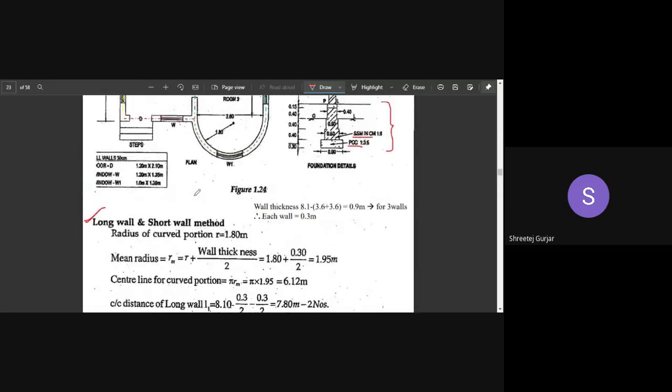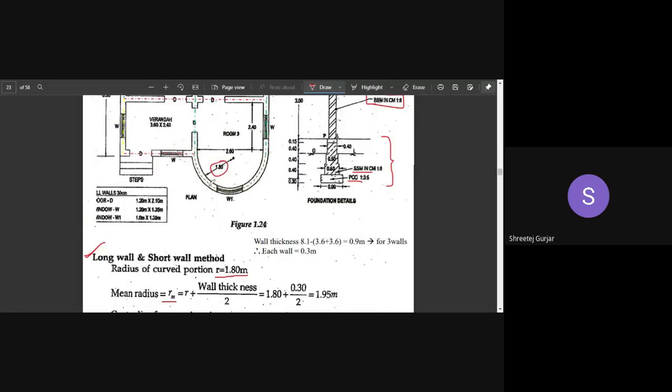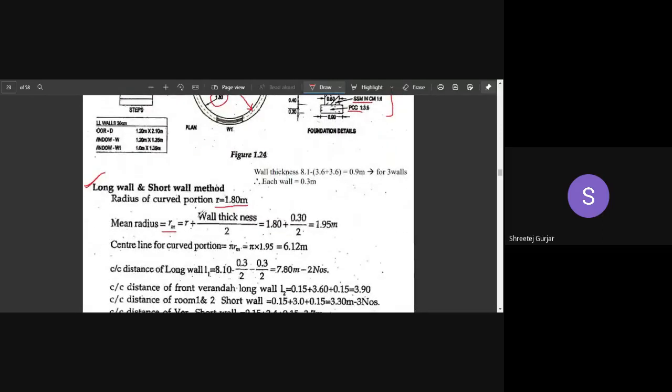The radius of the curved portion, you can see, they have given it as 1.8. It is given from inside of your wall. So mean radius we will calculate now. Mean radius RM will be R plus half of your wall thickness, right? This center line which I have drawn for this wall will be going from here up to this center line. So that is your RM. So RM will be R 1.8 plus wall thickness by 2. That is how you get 1.95 mean radius.